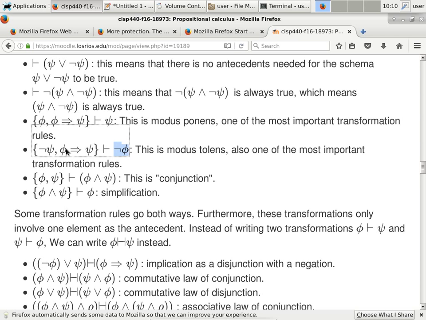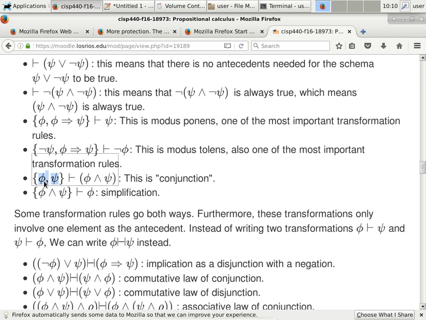So basically, you're starting out with something that is known to be true, and then what you're trying to do is work your way to the theorem that you're trying to prove. Okay, so this one is really obvious.